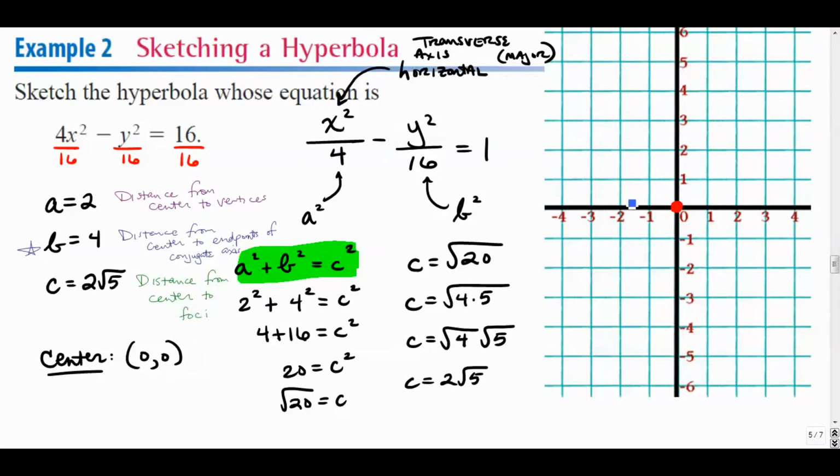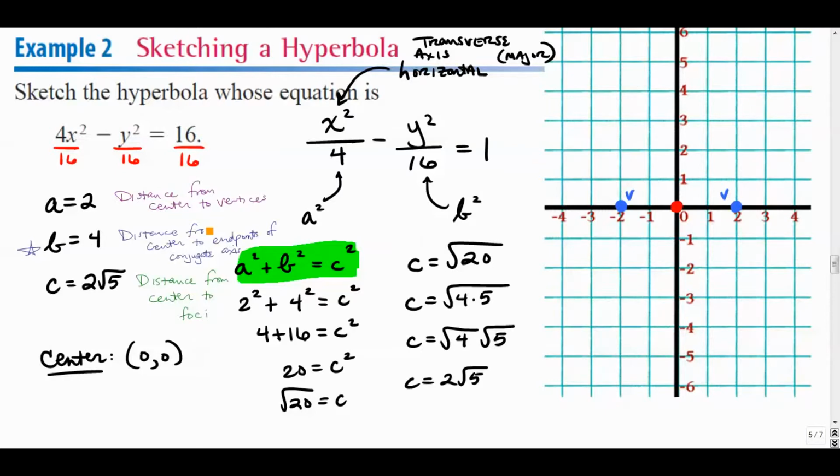So I'm going to put my vertices 2 units to the right and 2 units to the left. That's our vertex, and that's our vertex. The foci are 2 radical 5 units to the left and right as well. So let's put those in there too. I'll put those in maybe like an orange or something.